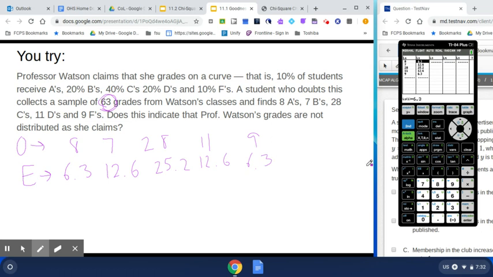So guys, I'm showing my screen over here, the calculator screen. I put the observed values in list 1 and those expected values that we just calculated in list 2. And then again, the calculator function, you go to stat, over to tests, and you're looking for the chi-squared GOF, goodness of fit test.